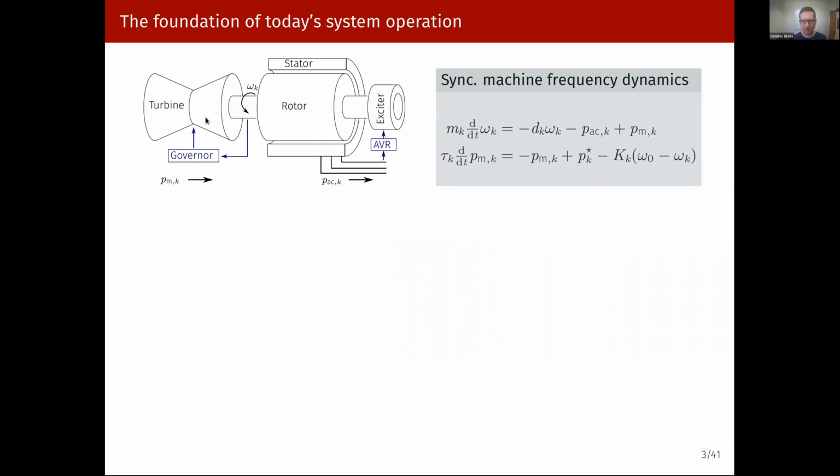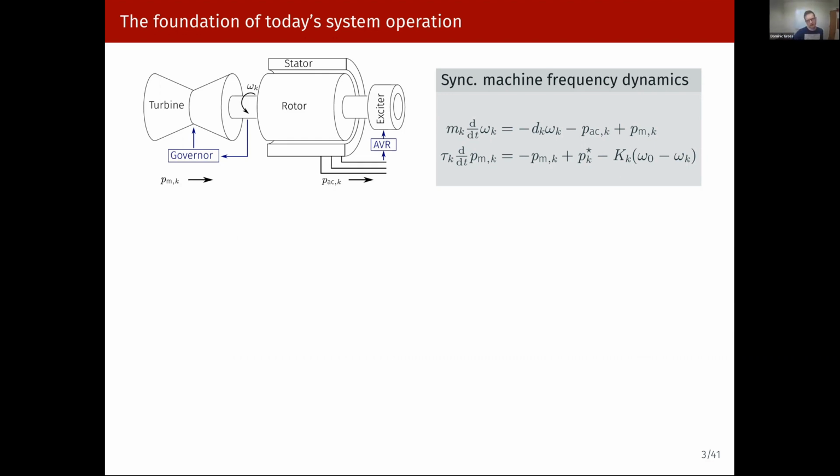And obviously this process has time constants associated with it. And this is not instantaneous, right? So you open a valve, you get more steam into the turbine, pressure builds up, the turbine starts generating more power. So this is basically captured by this equation here.